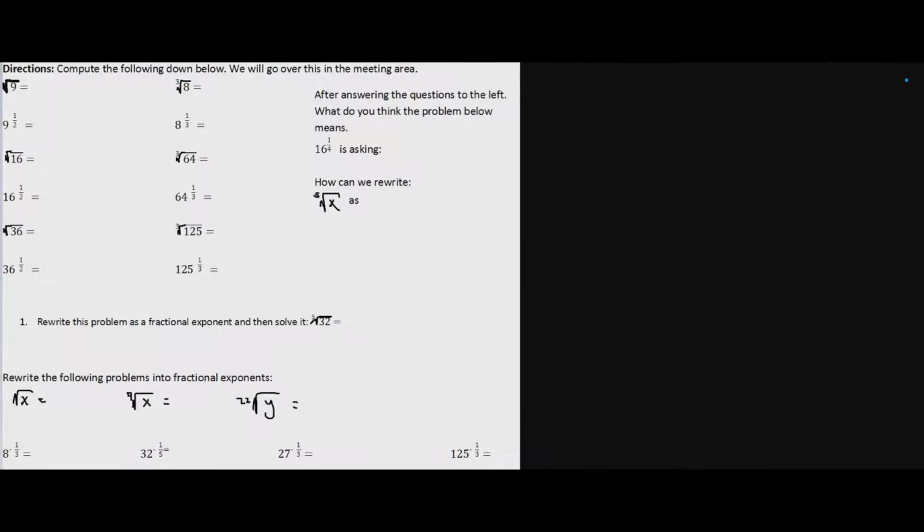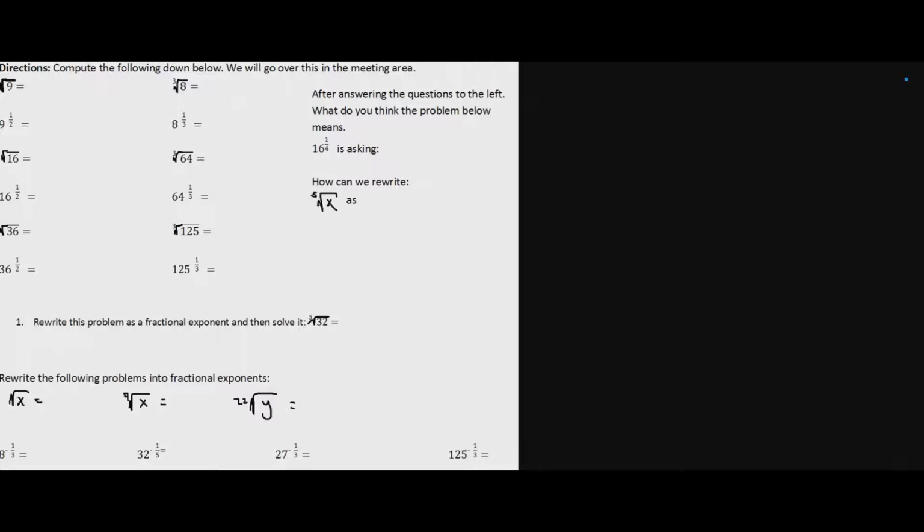My friends, welcome. Just to kind of start off, before I get to the numbers on the left here, for example, we've got the square root of 9. We know the square root of 9 is 3, right? Because 3 times 3 is 9.